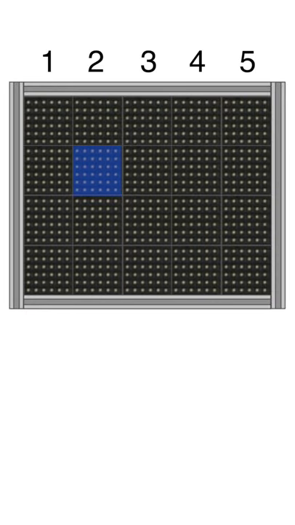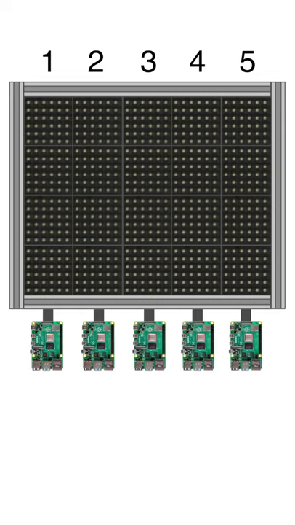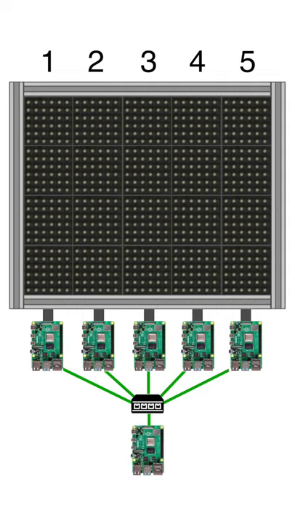Each of the vertical segments has a series of four RGB matrices, each of which is connected to a Raspberry Pi. These Raspberry Pis are connected to a network switch and run our custom library. We have a sixth Raspberry Pi that plays the role of a controller.